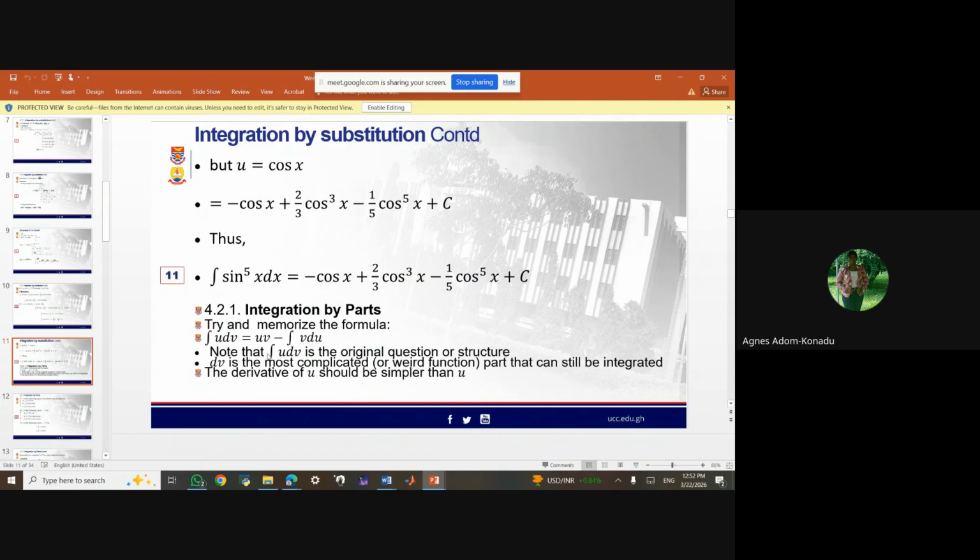Note that the integral of u dv is the original question. So the original function that you'll be given is the u dv. And dv is the most complicated or weird function, but one that can still be integrated. And the derivative of u should be simpler than u. So when you differentiate your u, it should be simpler than your u. So please keep this in mind.